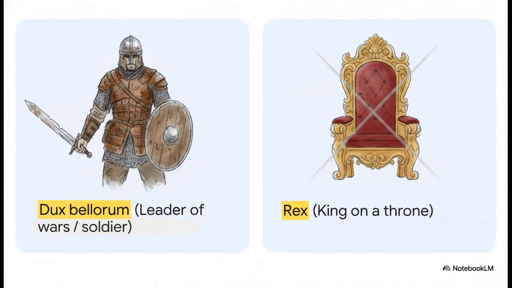Now here's where it gets really fascinating. These early texts, they go out of their way not to call him a king. No rex here. Instead, they use the term dux bellorum. Basically, that translates to a leader of wars, or a gritty military warlord. He was a frontline soldier getting his hands dirty, definitely not a monarch sitting back on a golden throne.